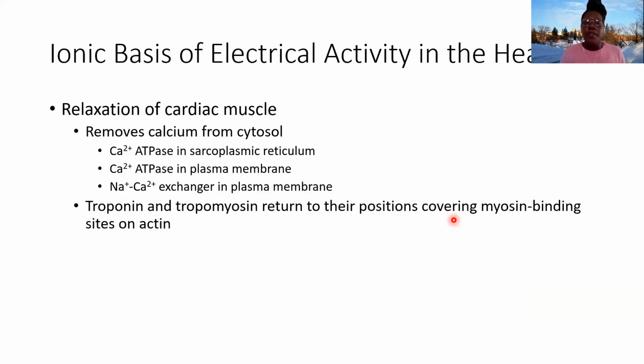All right, so the relaxation of a cardiac muscle cell relies on the removing of that calcium from the cytosol. We talked about this idea. If we don't remove that calcium, it's going to remain bound to troponin. It's going to keep actin and myosin interacting. It's going to keep cross-bridge cycling going. And in order to cease that, in order for this muscle to relax, we must remove it from the cytosol.